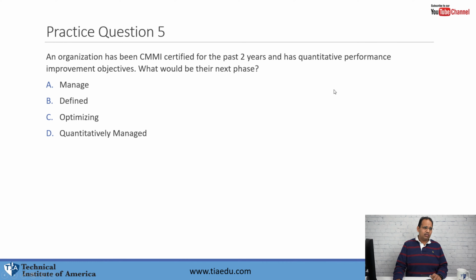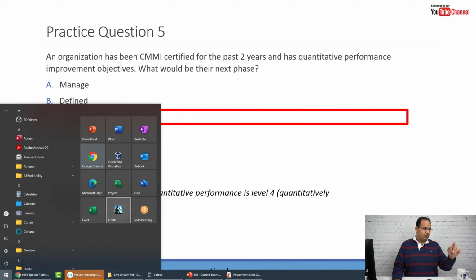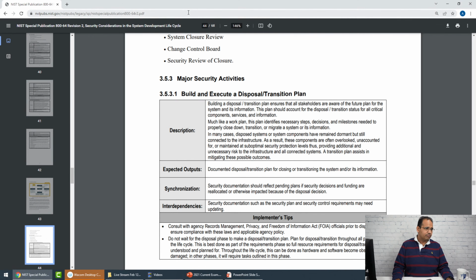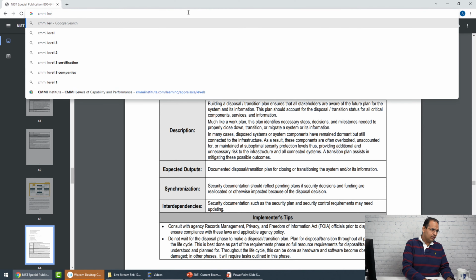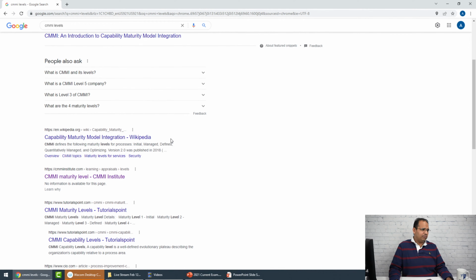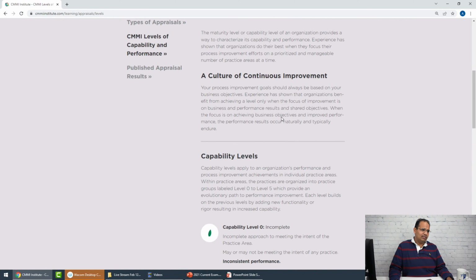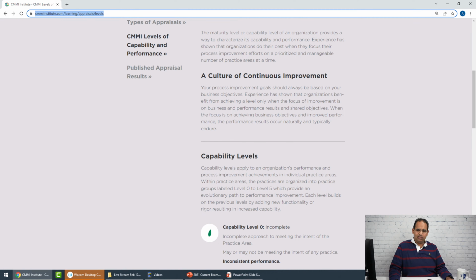Okay, guys, the answer here is going to be C, optimizing. Where did I get this from? Let's find out. Let me give you a quick lesson on CMMI. You can hear my phone in the background, I forgot to shut it off. So CMM, the capability maturity model, there is an institute by ISACA that gives you the certification. I'll give you a link here.